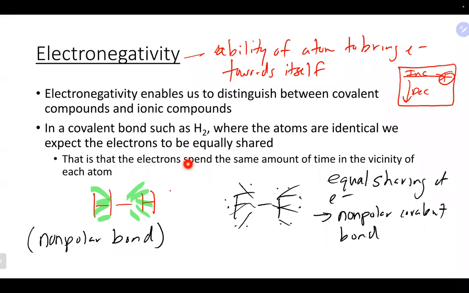We will talk about nonpolar bonds here in just a second. There are some degrees of equal and unequal sharing of electrons. That's maybe not perfectly equal sharing, but something like this would be perfectly equal sharing and referred to as a nonpolar covalent bond or just a nonpolar bond.